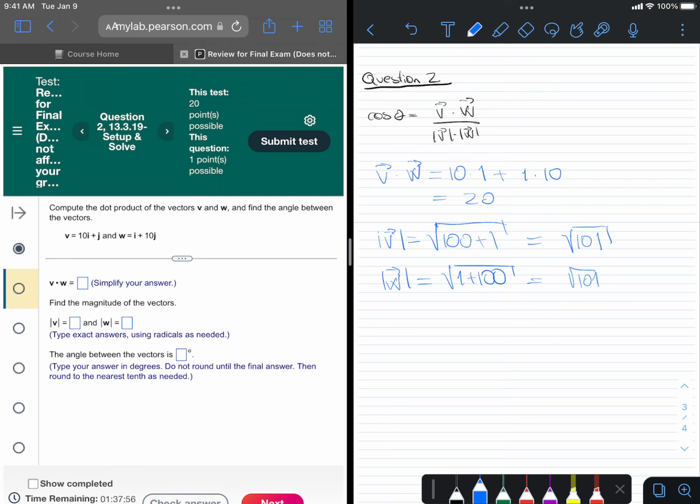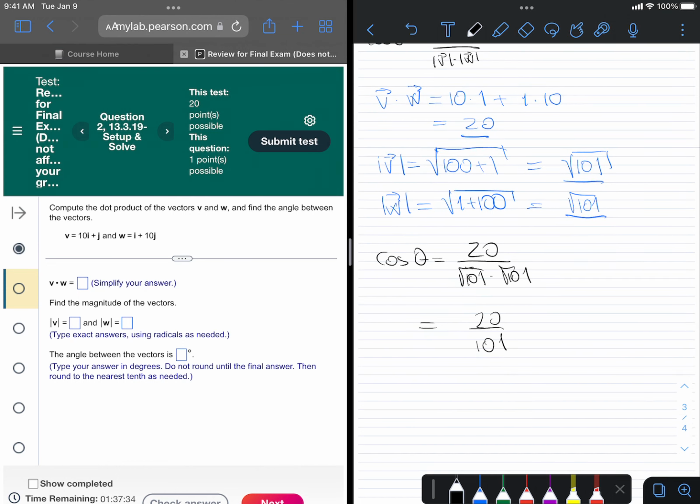So when we plug those three in, because it's 3 values into that formula, the cosine of the angle between v and w is 20 over the square root of 101 times the square root of 101. So that's 20 over 101.